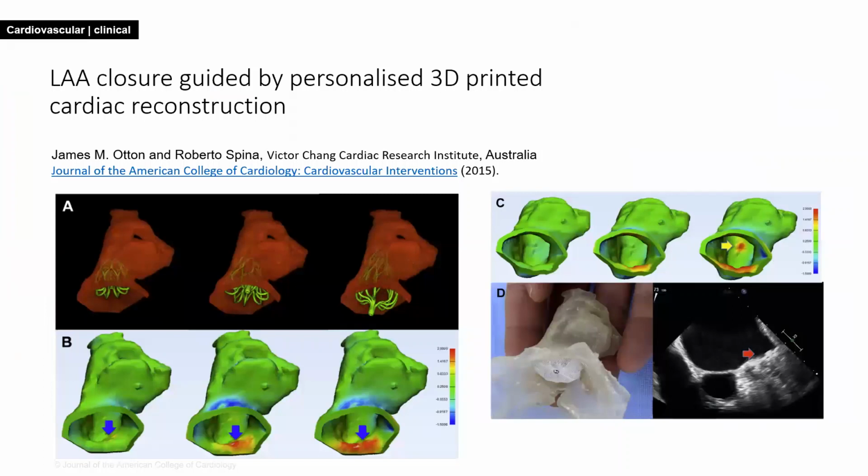I thought I'd share this one here. It's a nice local one. This was an LAA closure guided by personalised 3D printed cardiac reconstruction by the team at Victor Chang. A 74-year-old man with a history of atrial fibrillation was referred to the Institute for consideration. The aim was to use the modelling software to replicate the patient's anatomy and use patient-specific models to guide surgical procedures, such as a left atrial occlusion.